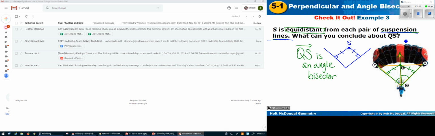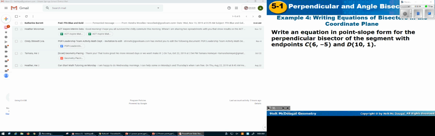Other questions? All right. The last problem, I believe, requires some graph paper. Am I correct? Okay. Grab a piece of graph paper.